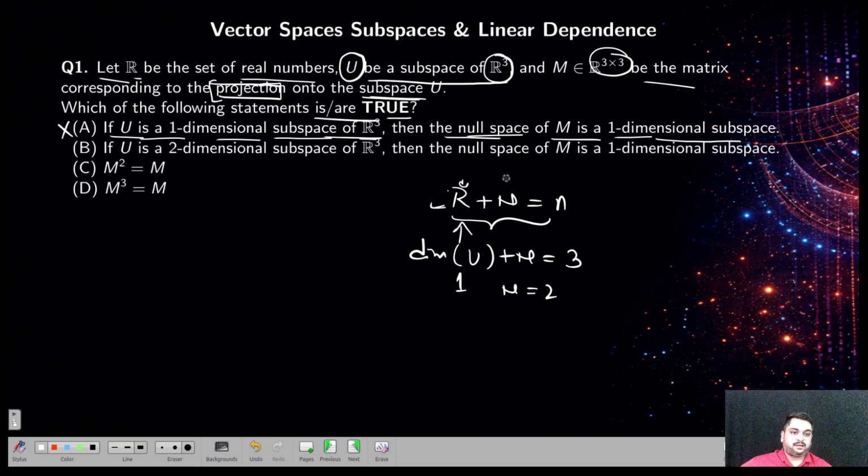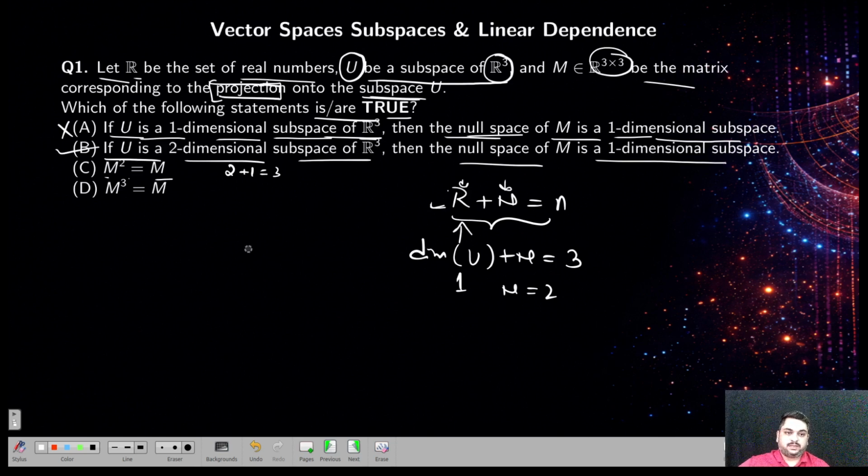How do you find the rank? How do you find the nullity? To understand this, you need the basis and the span. If you are confused, please check out my video lectures. I have taken different examples step by step. I have made you understand in my video lectures. I have pinned it in the description. If U is a two-dimensional subspace of R cube, then the null space of M is a one-dimensional subspace. Yes, 2 plus 1 is equal to 3. So same thing. So it's true.